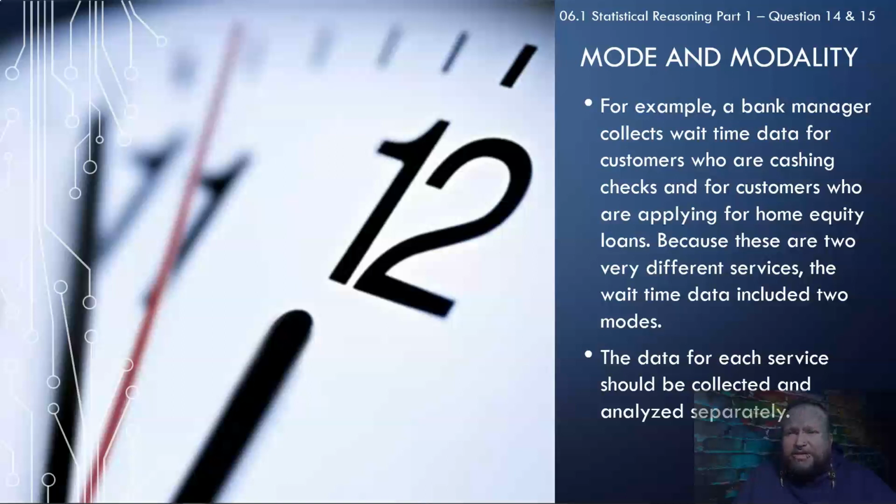And because these are different services, the waits can include two different modes, because the most common wait for the home equity loan line versus the one for cashing checks is probably completely different. So in this case, maybe the data should have been collected separately and not compared all together. Only collect one population of data for the wait time for home equity loans versus customers cashing checks, and then compare those separately to see what's going on. So it depends upon the context again.